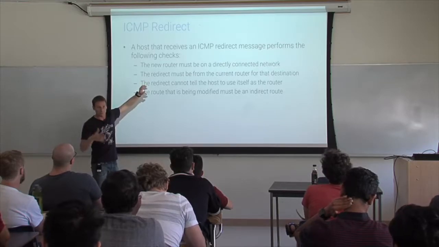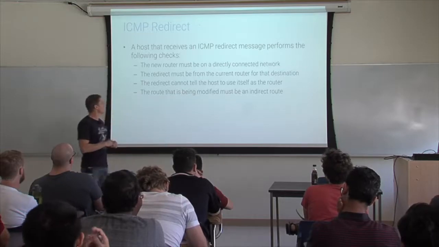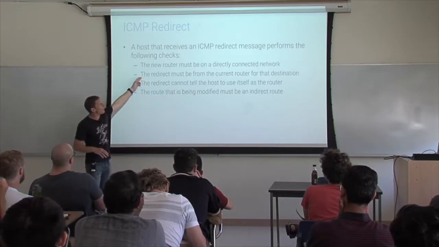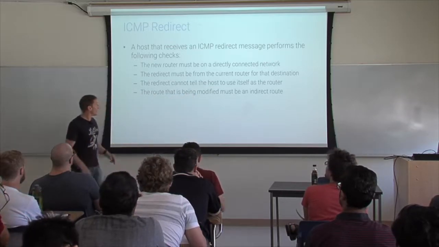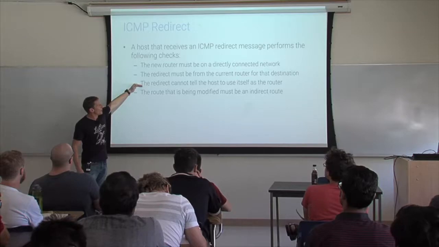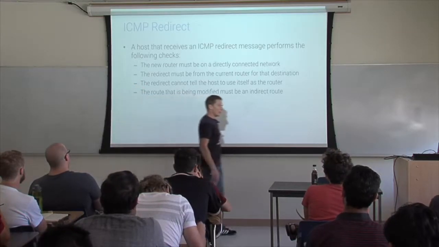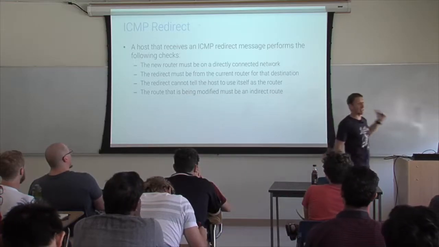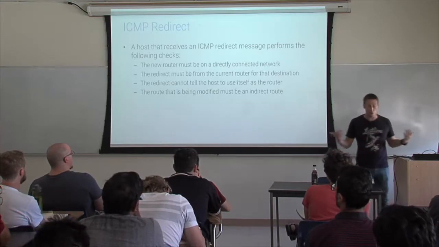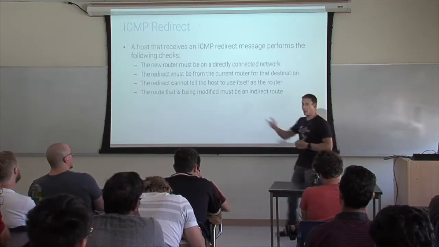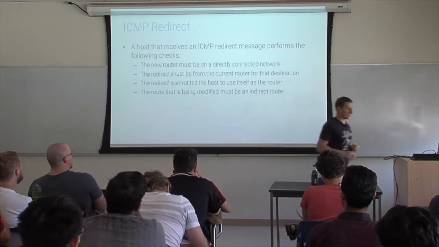So I cannot send something to say, hey, use as router some host somewhere in the internet. The redirect must come from the current router for that destination. So not anybody can tell you that. And the redirect cannot tell the host to use itself as a router, and the route being modified must be an indirect route. So it cannot be the route of a directly connected host, because it wouldn't make sense, it's just use a different gateway. So if we're using a gateway, we're not talking to somebody who's directly connected to this.